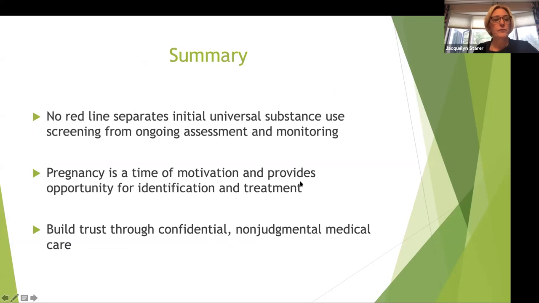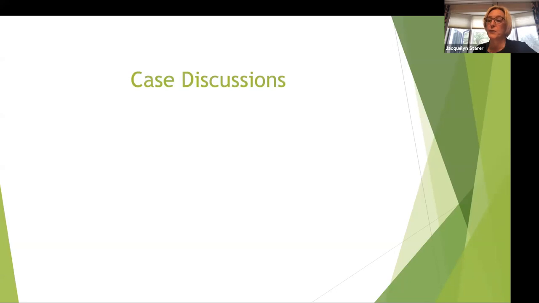So really, in summary, there's no red line that separates initial universal substance use screening from ongoing assessment and monitoring. And pregnancy is a time of motivation and provides opportunity to identify and to treat. But the only way you can assess, identify, and treat is if you build trust through confidential and non-judgmental medical care. So the next thing would be case discussions.